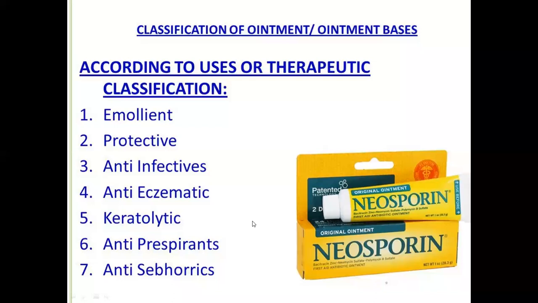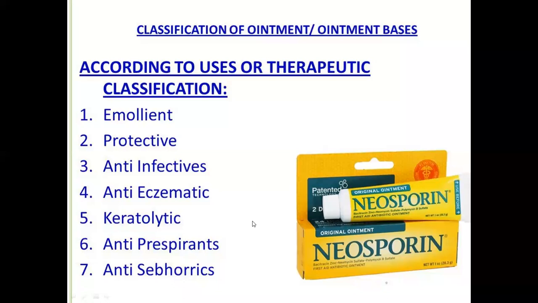Antiperspirant. Antiperspirant means the substances or this type of ointment that are applied on the skin, especially in the underarms, to prevent perspiration. So these are the antiperspirant ointment. Then some anti-inflammatory ointments are available. Their examples are acetonide ointment, hydrocortisone acetate ointment, triamcinolone acetonide ointment.